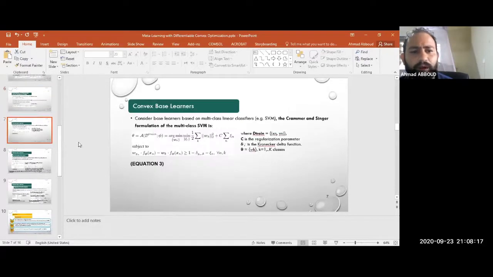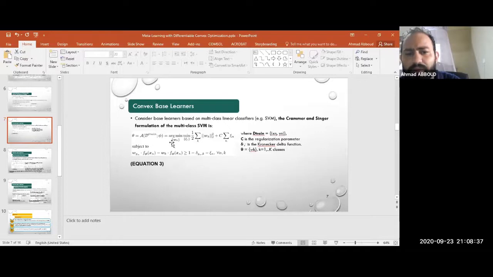So how to deal with this problem? It is a convex-based learner. For example, if we consider SVM, a linear classifier, and the Crammer and Singer formulation of multi-class SVM in general is at this equation 3.